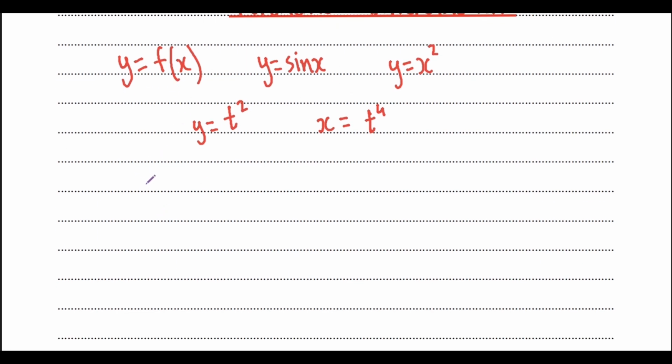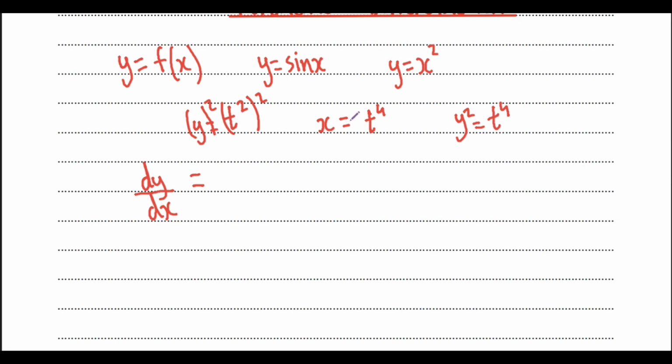So how do you find dy by dx for that curve when you do plot it? Well, there are two ways to do it. One way is, you can see if you square this right here, you would get y squared is equal to t to the 4, right? Because if I square all of this, then I get y squared is equal to t to the power 4.